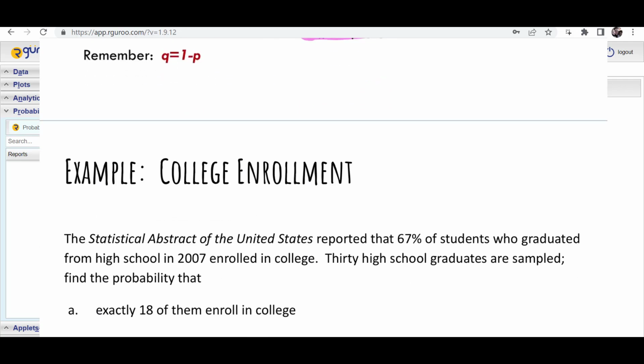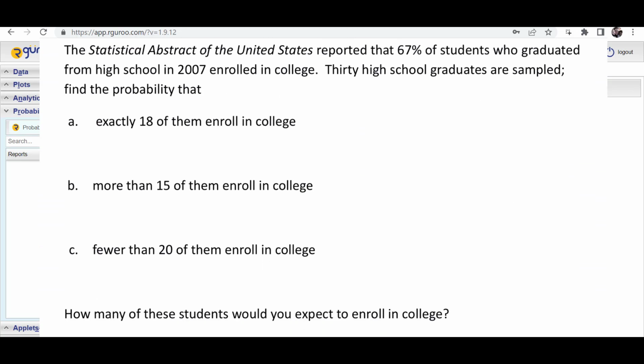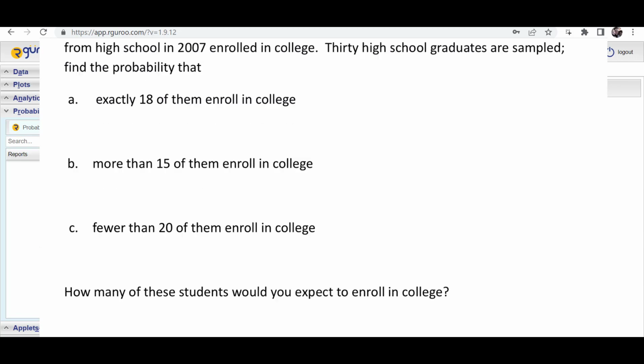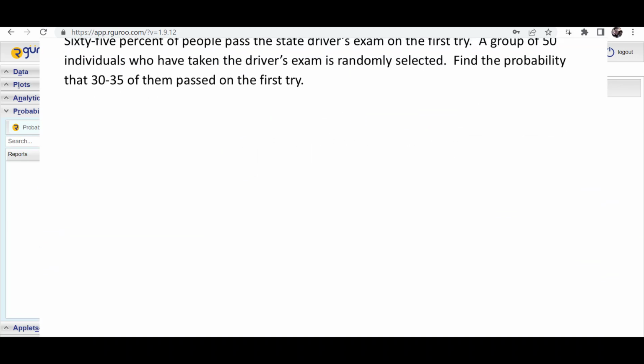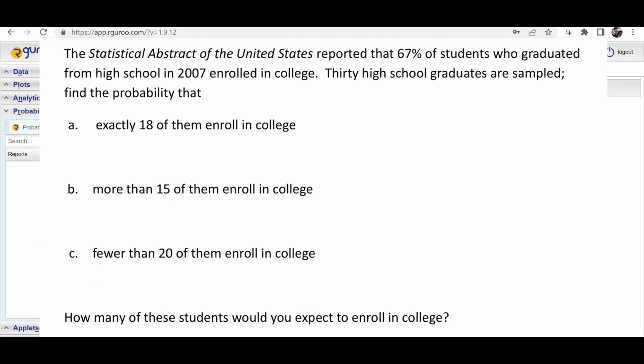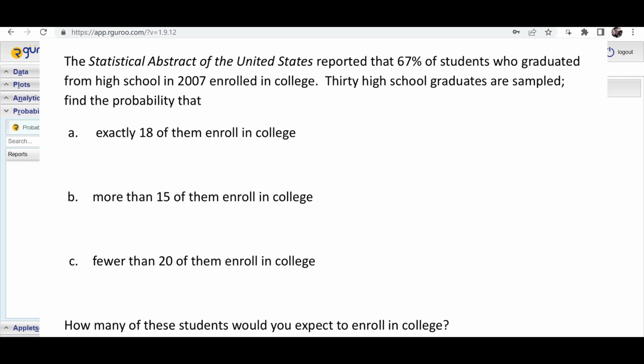Okay, so let's do this next example. We've got, looks like, 2 more examples. A statistical abstract of the United States reported that 67% of students who graduated from high school in 2007 enrolled in college. 30 high school graduates are sampled. Find the probability of that, and then we're going to find the following probabilities.